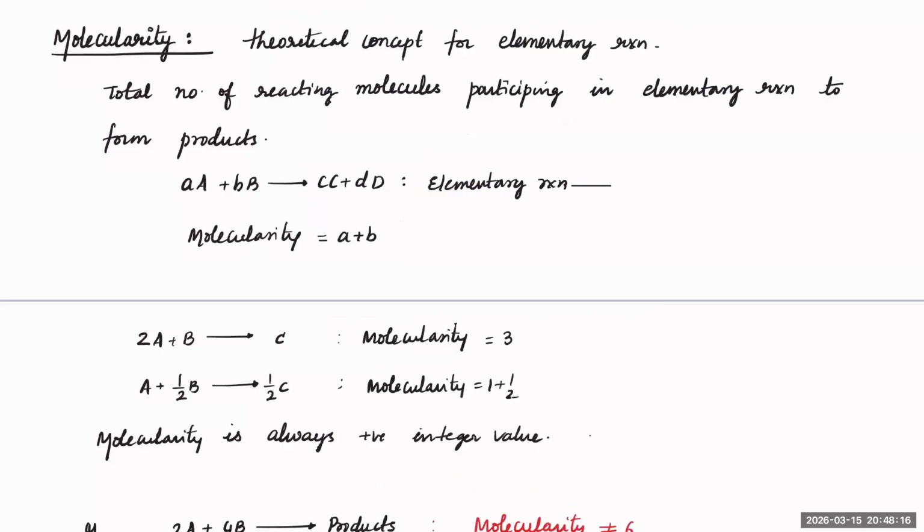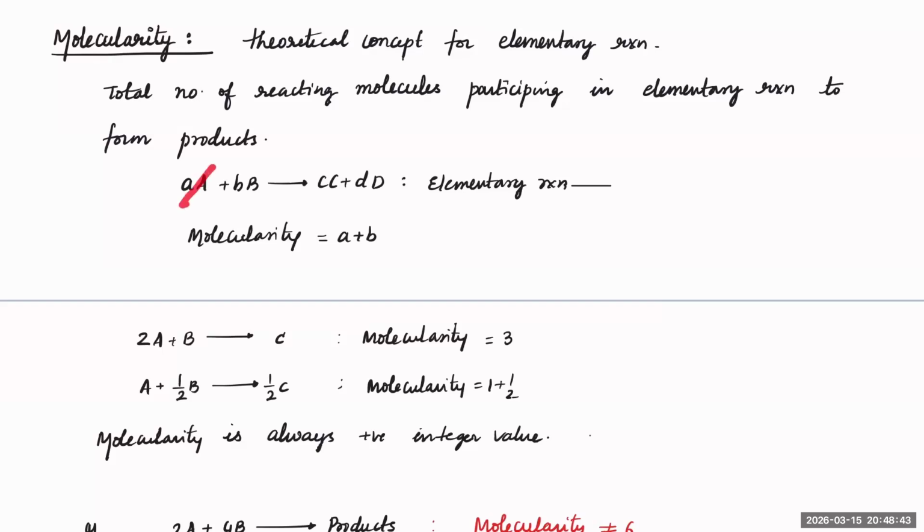Next is something known as molecularity. Let us learn molecularity. See, molecularity is more of a theoretical concept, right? And it is only defined for elementary reactions. That is, the total number of reacting molecules which are participating in an elementary reaction to form the products is called the molecularity.